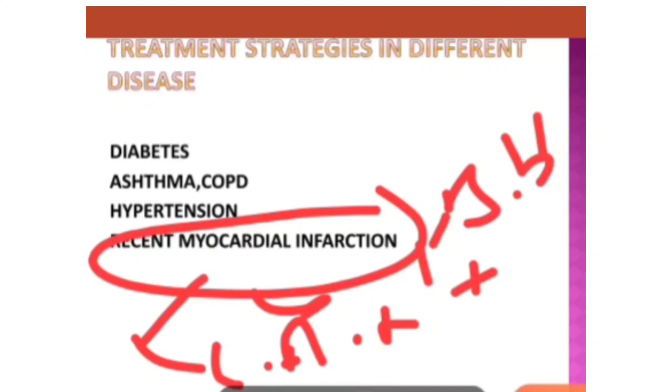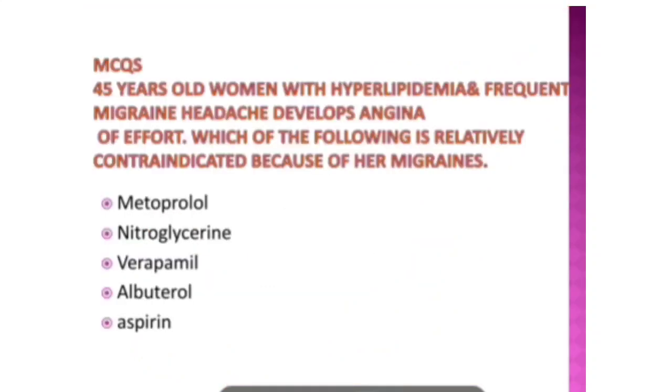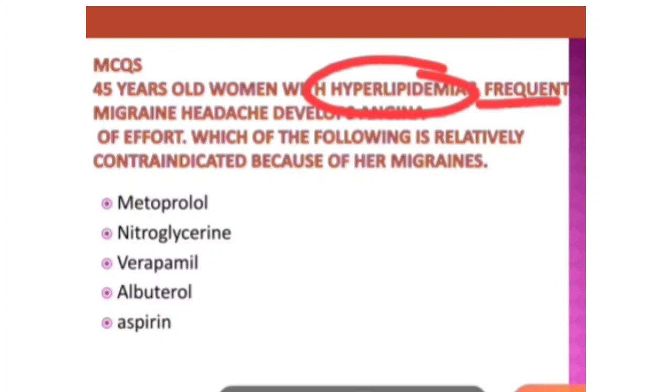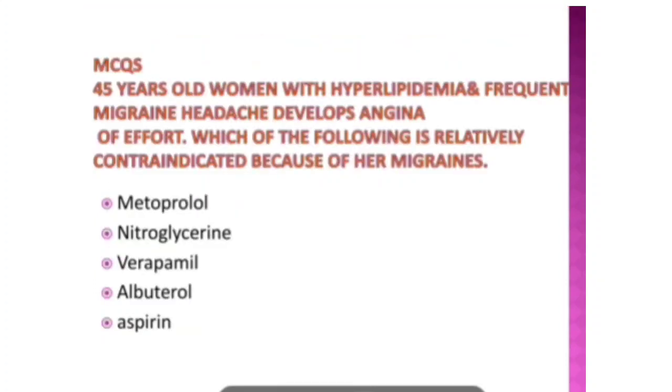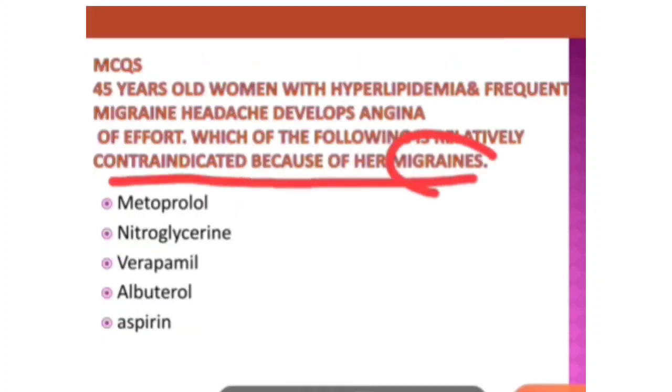So in the last part, we describe questions to solve, and different strategies for different diseases related to this scenario. Be attentive. The scenario: a 45-year-old woman with hyperlipidemia and frequent migraine headaches develops angina. Which of the following is relatively contraindicated because of her migraines?